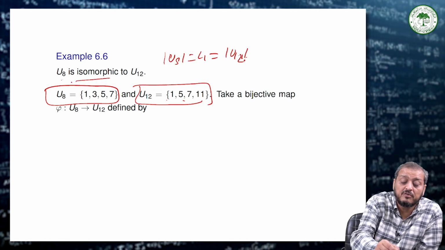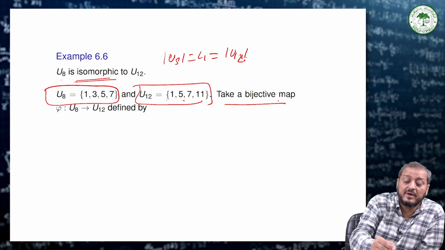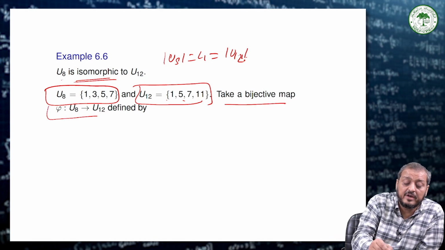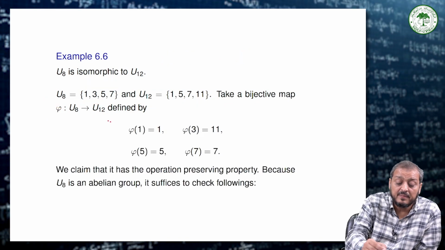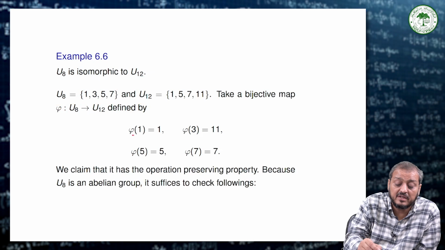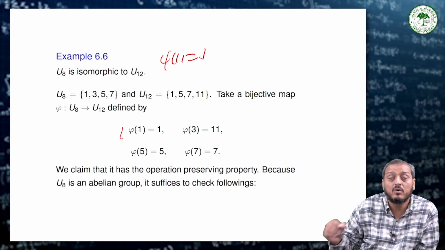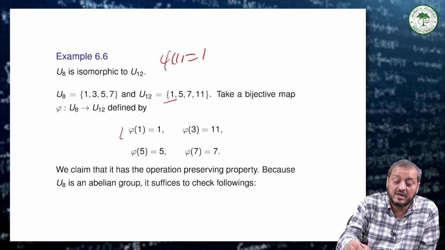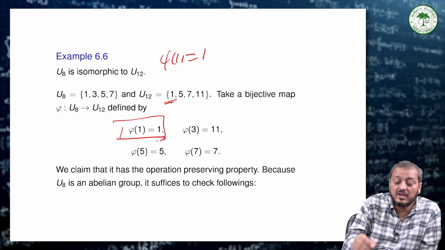Now, for showing isomorphic, we have to take a bijective map phi from U8 to U12. Since there are 4 elements, phi of 1 is always mapped to the identity of this set, which is 1. So phi of 1 is always mapped to this.